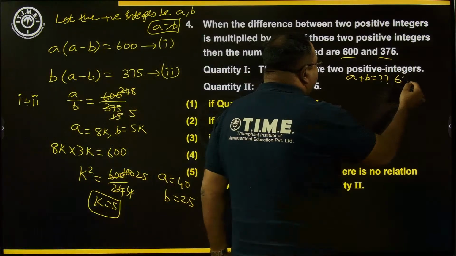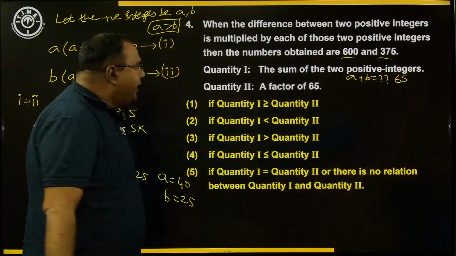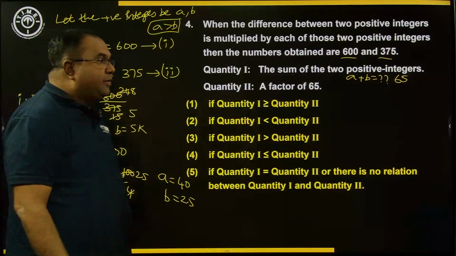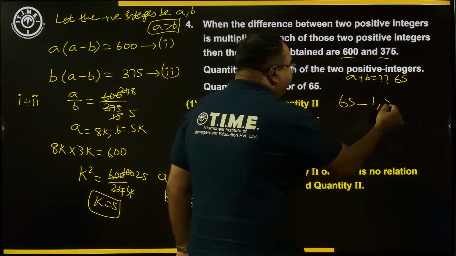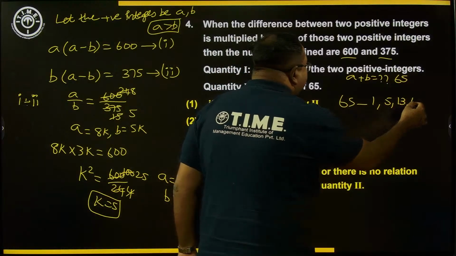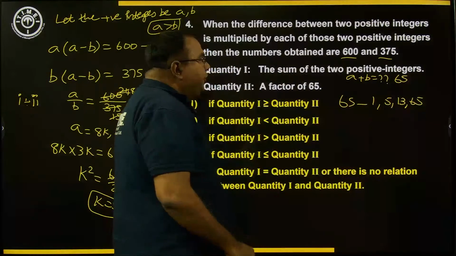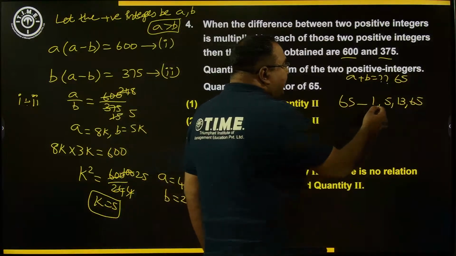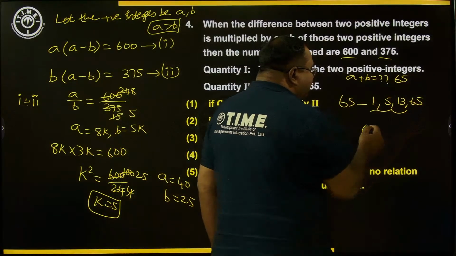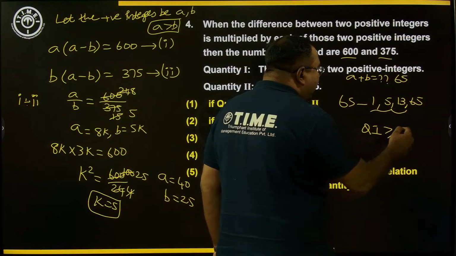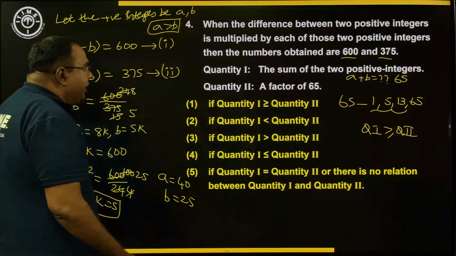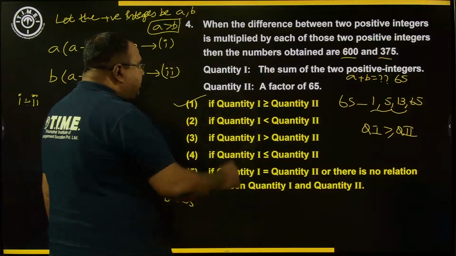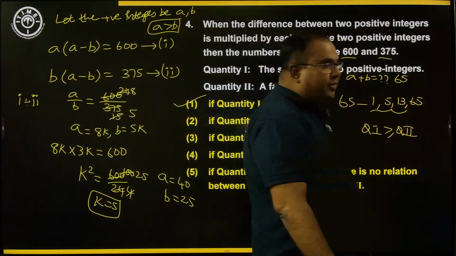So what is a plus b? 65. Okay. Now what is my quantity 2? A factor of 65. What are the factors of 65? 65's factors are 1, 5, 13, 65. Now if I compare, 65 is more than these three numbers and equal to this number. So quantity 1 is greater than or equal to quantity 2, which is present in choice 1.